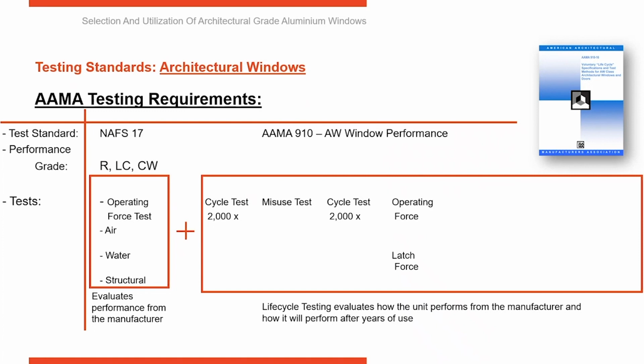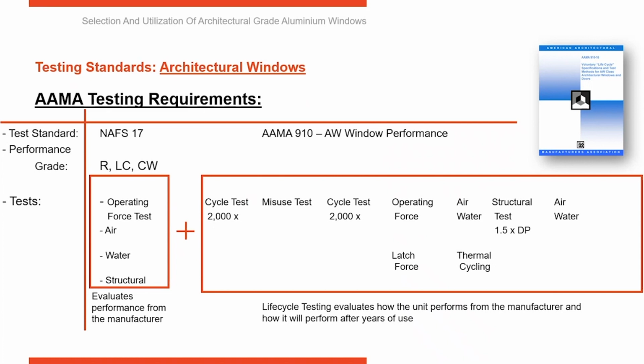Then a structural test. And the structural test is performed at 1.5 times design pressure. So DP is design pressure. So I mentioned earlier, all windows are going to have a DP, or design pressure, that goes from 0 to 100. So let's say we're working with a window that's a DP 40. So it's going to be structurally tested to 1.5 times, or 60 positive PSF and negative PSF structural test. So 1.5 times the design pressure, then air water testing, and then a structural test again.